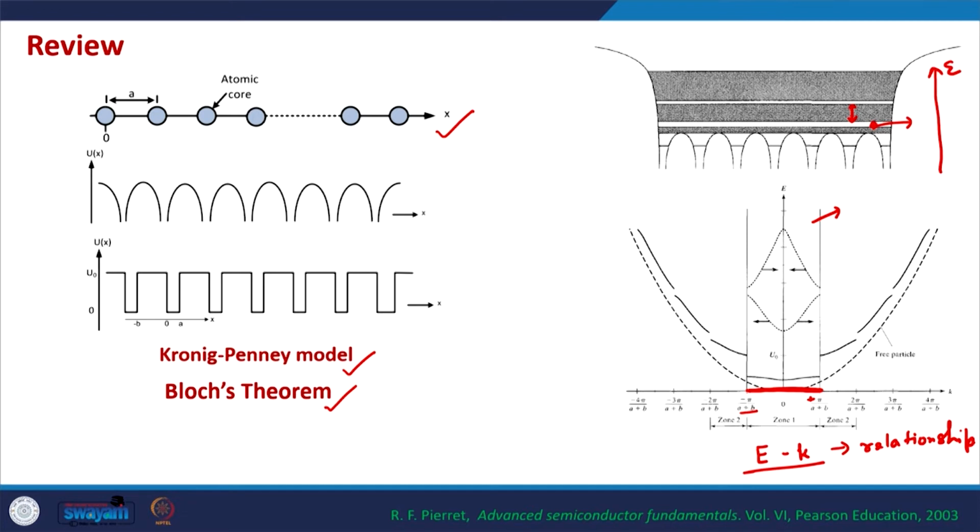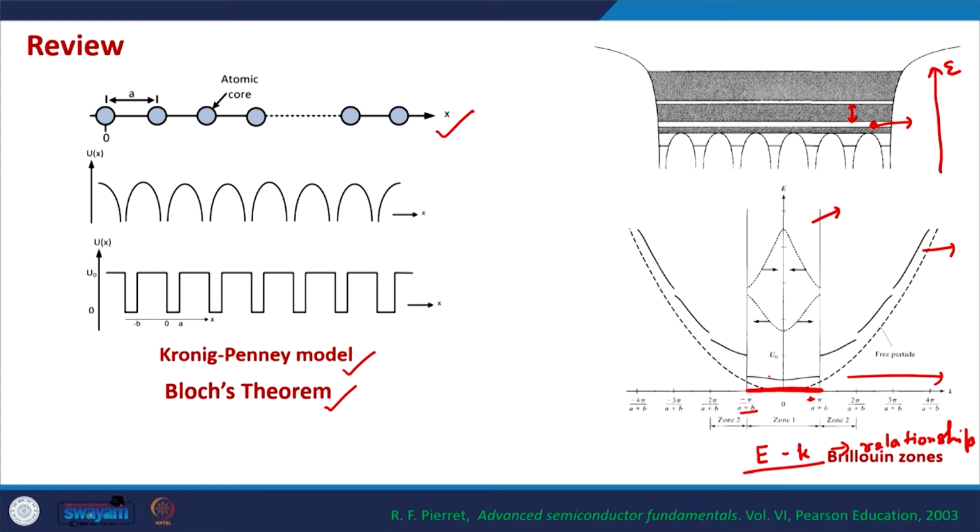But we also saw that if we add 2 pi by a plus b to any K value, that will give the same wave function. So, we can equivalently have an extended zone representation in which K values are continuously increasing, and we are seeing energy as a function of K when K values are continuously increasing. So, these two are equivalent ways of representing the EK relationship, and various allowed values of energies.